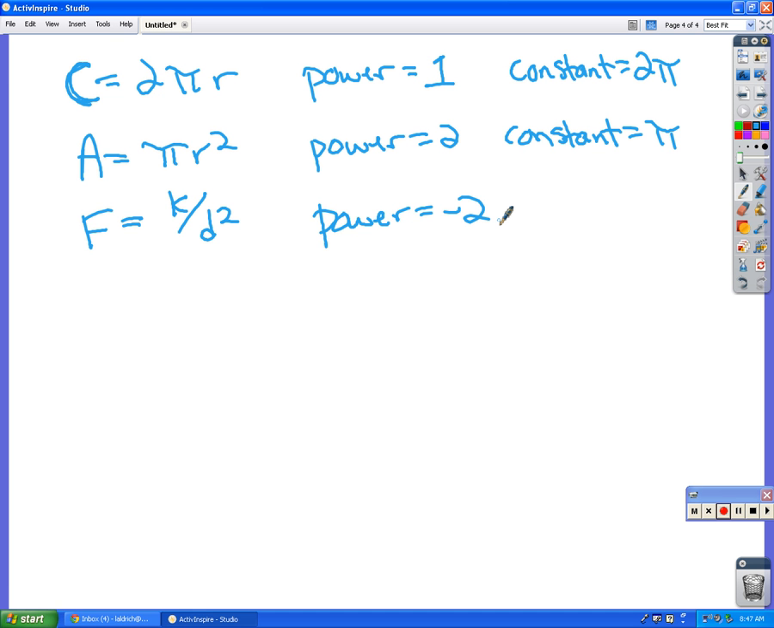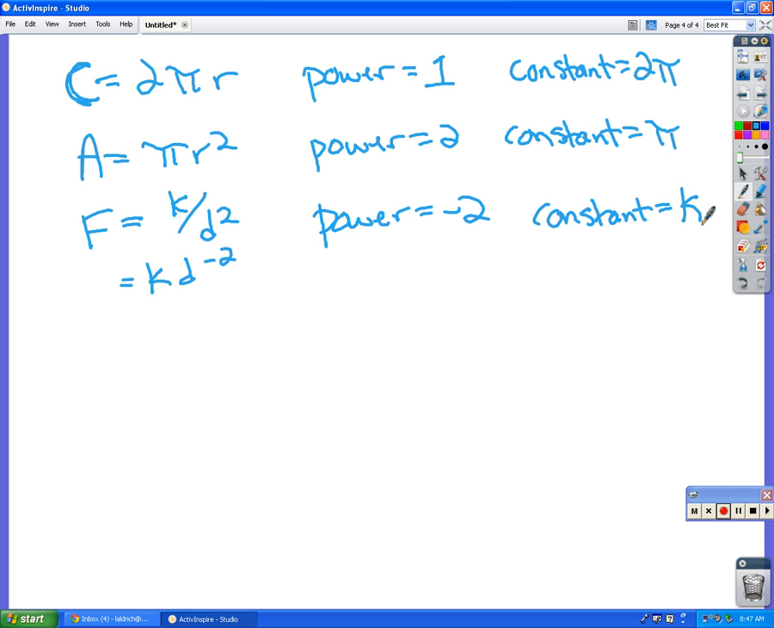Because another way that you could write this, since the variable is on the bottom, is k times d to the negative 2 power. Okay? And then the constant in this case is k. D is the variable. The variable is the distance that the two objects are away from each other.